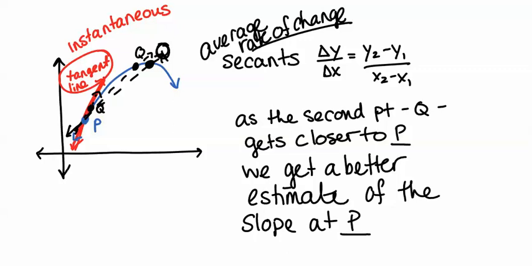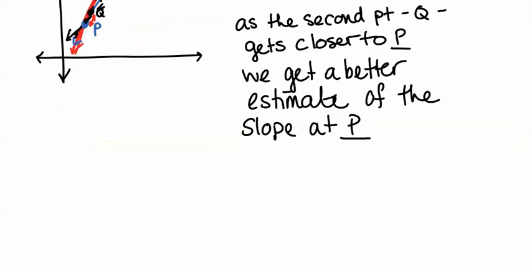So we want to figure out, instead of picking closer and closer values to P, how do we get that? Essentially we want the distance between P and Q to be approaching 0. So that's kind of what limits are. They talk about things that are approaching 0. So they're going to help us with tangent lines.